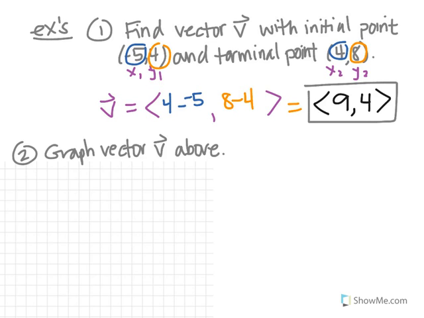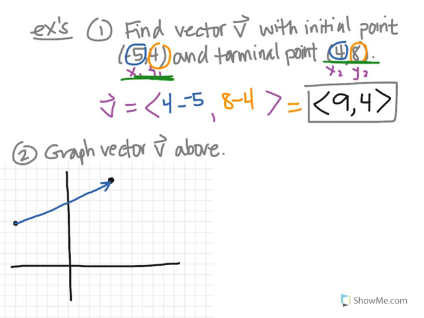In the second example, we're going to graph vector v. So we're going to take its initial point and we're going to graph its terminal point. So I'll do that now. I went ahead and graphed negative 5, 4 and 4, 8. And when I draw the vector, it starts here and ends at 4, 8, that's what it would look like. And what I want to show you is what this 9, 4 represents.